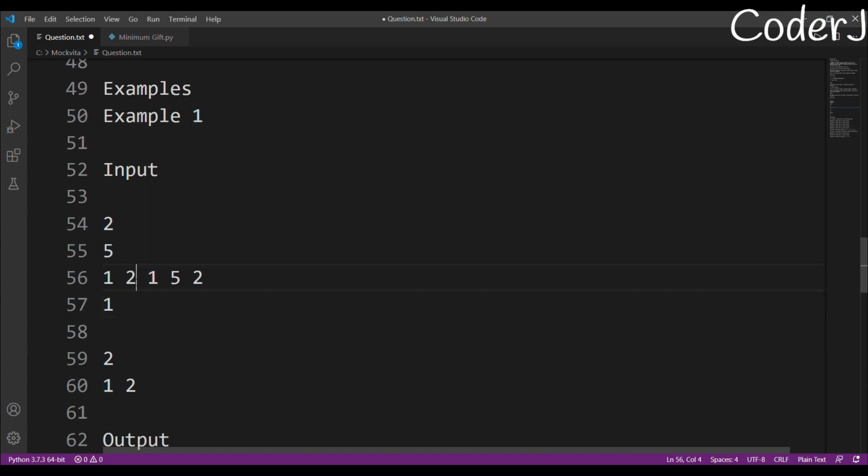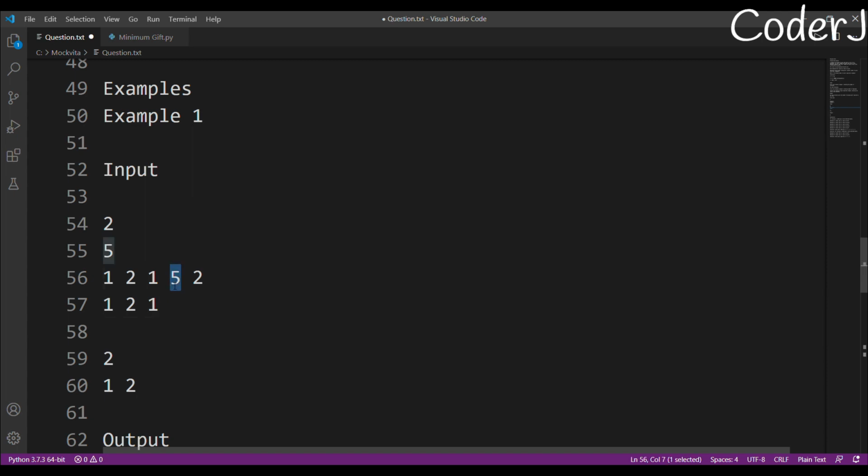Here we have element 2. So 2 is greater than 1, right? It is greater than its previous element. So I say increase the value by 1. So 1 plus 1, it becomes 2. I give him 2 gifts. Then I come to the next element, 1. Its value is smaller than the previous element, so I decrease the value of 2 by 1. So it becomes 1. Then I come to 5.